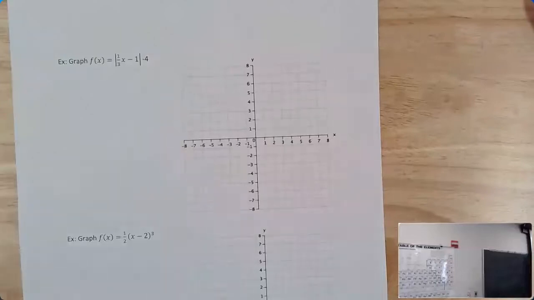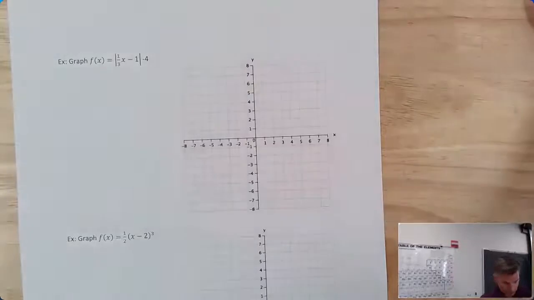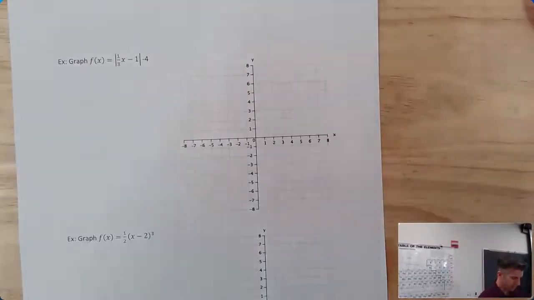Here's the deal. The reason we're not shifting 1 to the right is because before you can think about your horizontal shift, you have to take into account the horizontal compression that's happening. Or sorry, the horizontal stretch. Apologies, that's a horizontal stretch, not a compression, because I'm multiplying by a small number.